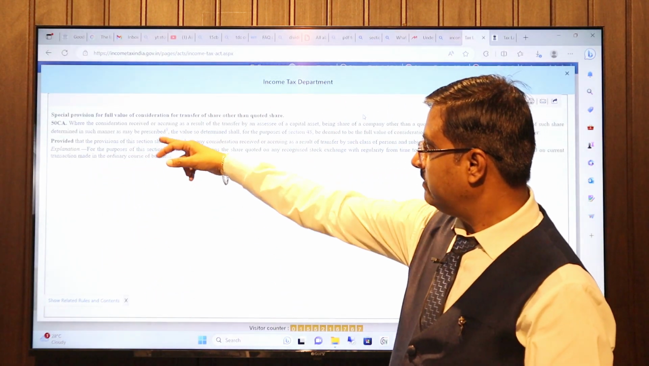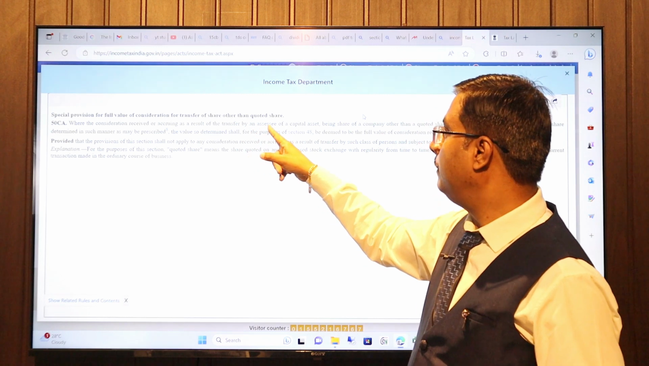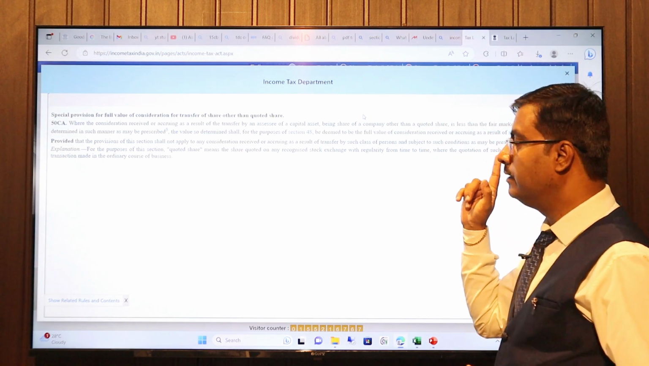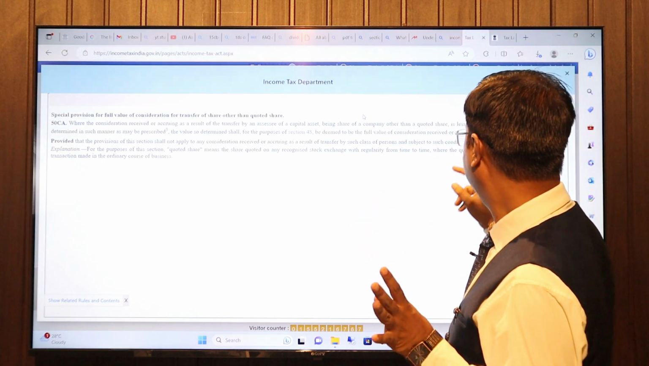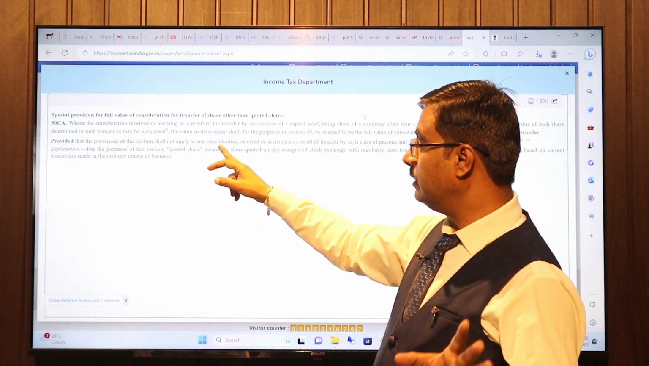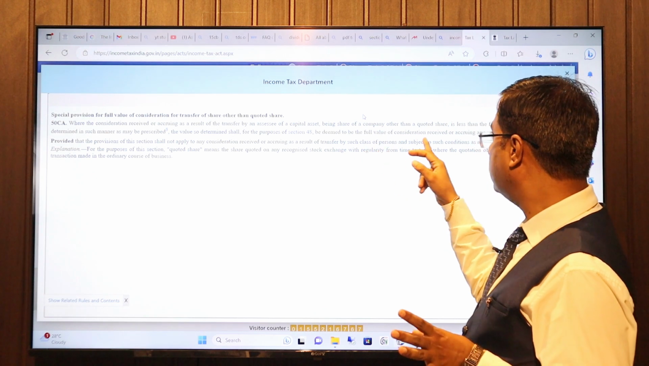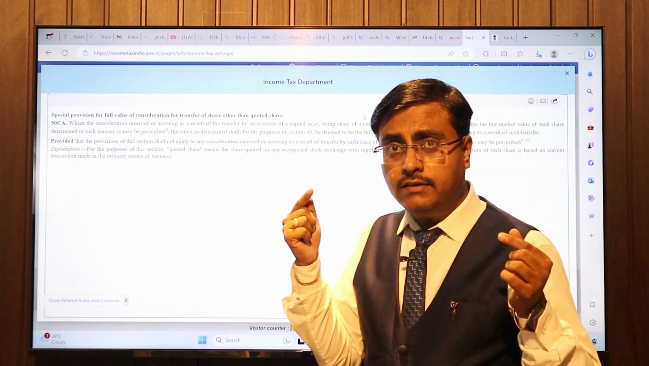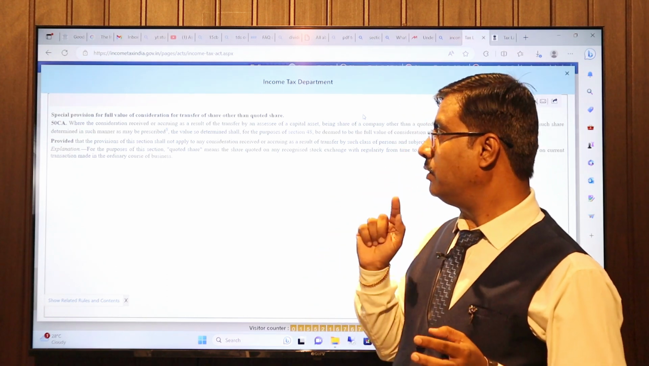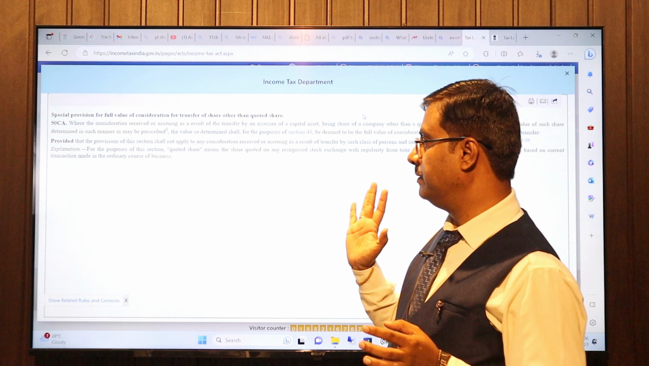So section 50CA says where a consideration received or accruing as a result of transfer by the assessee of a capital asset being a share of a company other than the quoted share, we are dealing in the unlisted shares, is less than the fair market value of such share determined as prescribed as per Rule 11UA, the value so determined shall be deemed to be full value of consideration received. So as a non-resident, you are selling only 1,000 per share, but the value is 5,000. So we will assume capital gain share consideration is 5,000.